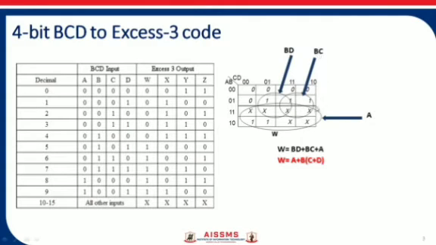As we know, we are performing the SOP, sum of product, so we have to add like this: BD plus BC plus A. Out of this, B is common in these two terms, and if I arrange it in a proper manner, it will be A plus B in bracket C plus D. So this will be the final expression for W.